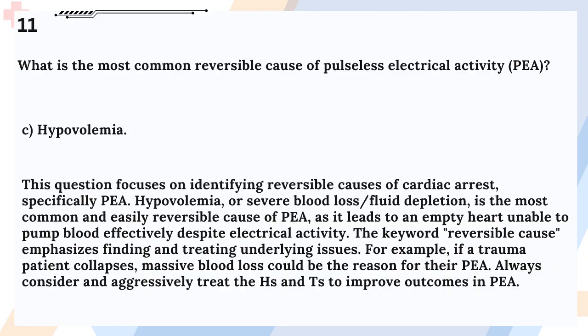The keyword reversible cause emphasizes finding and treating underlying issues. For example, if a trauma patient collapses, massive blood loss could be the reason for their PEA. Always consider and aggressively treat the H's and T's to improve outcomes in PEA.